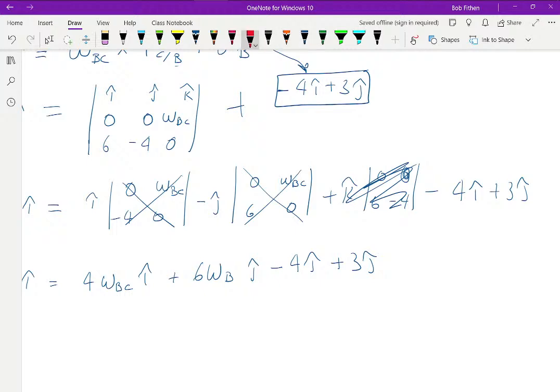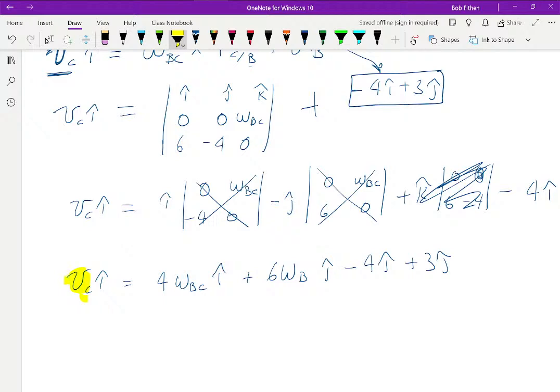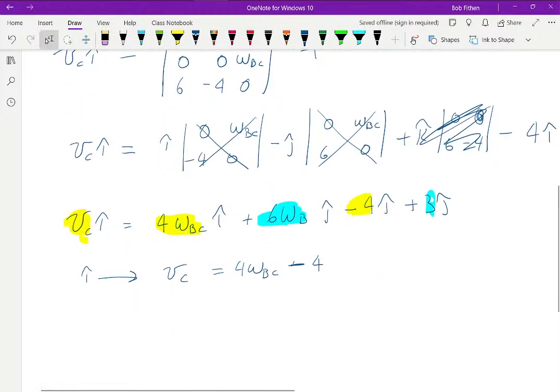What I'll do now, I'll highlight components of I, then I'll highlight the components of J. Just from that, you'll see the I components will give you one equation. And the J components get you the other equation.